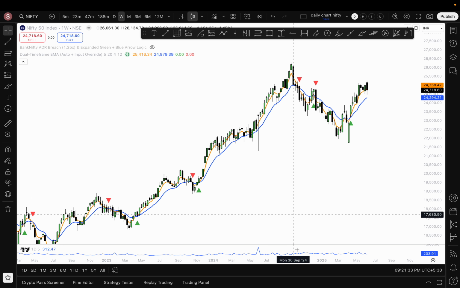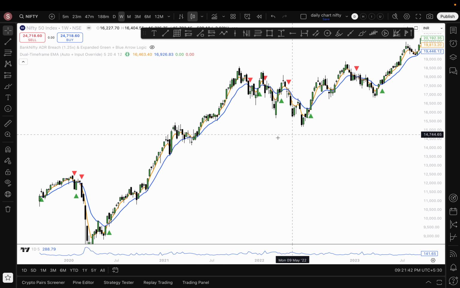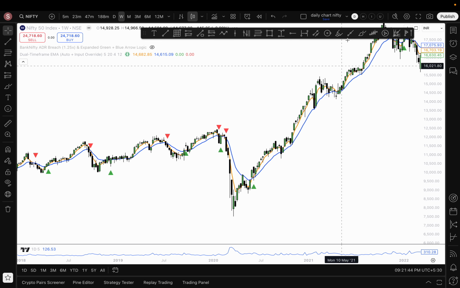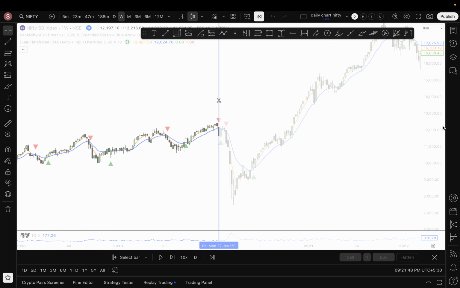The first prerequisite is that the market should be bullish. What do you mean by bullish? The market should be going up. Now how to do that objectively is using this indicator. We will go for the COVID lows. So we'll start here. This is the weekly chart.